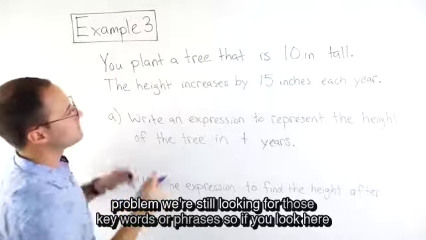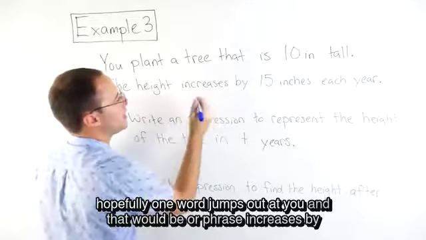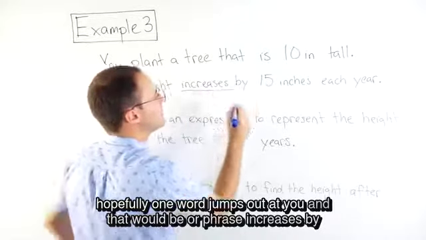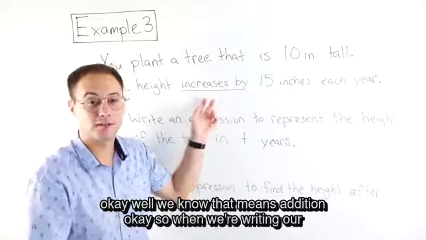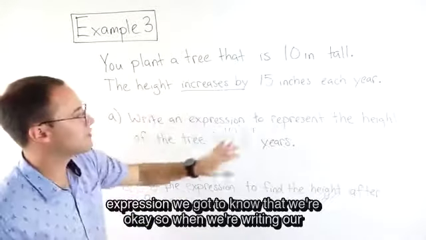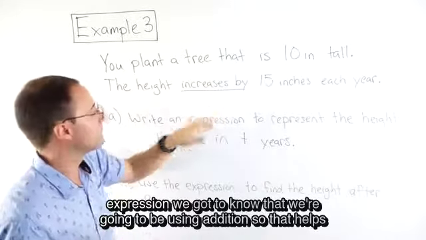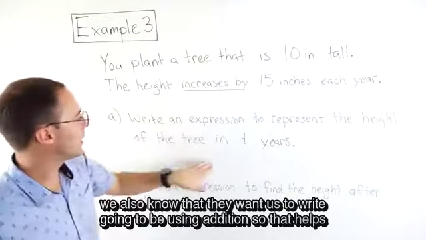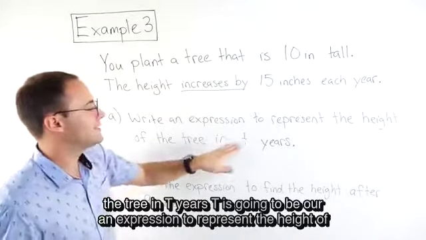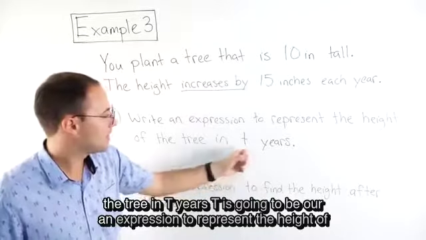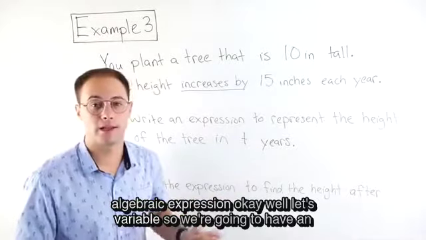So if you look here, hopefully one word jumps out at you, and that would be, or phrase, increases by. Okay. Well, we know that means addition. So when we're writing our expression, we got to know that we're going to be using addition. So that helps. We also know that they want us to write an expression to represent the height of the tree in T years. T is going to be our variable. So we're going to have an algebraic expression.